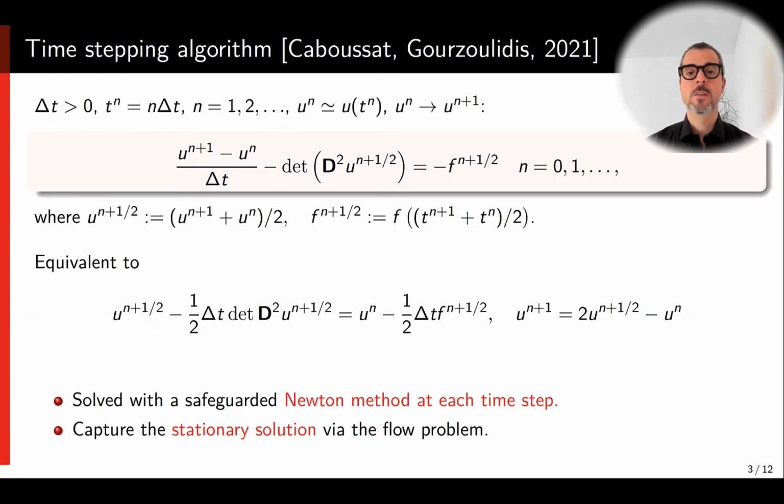So in order to tackle this approximation, since the problem is nonlinear and rather stiff, we are going to advocate a midpoint rule for the time-stepping algorithm, which means that at each time step we are going to solve a Newton method, safeguarded, to progress to the next time step. And eventually our goal is to capture the stationary solution.